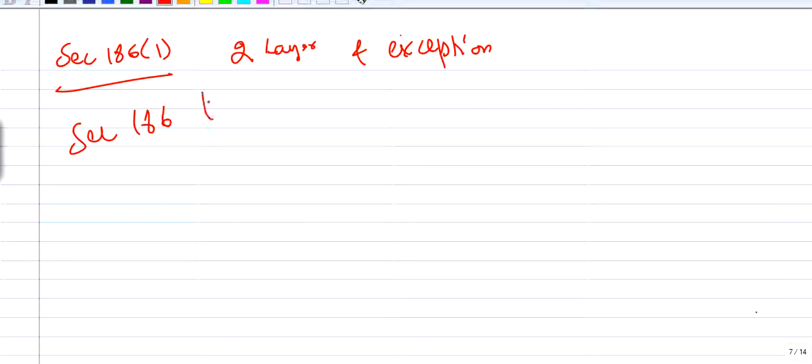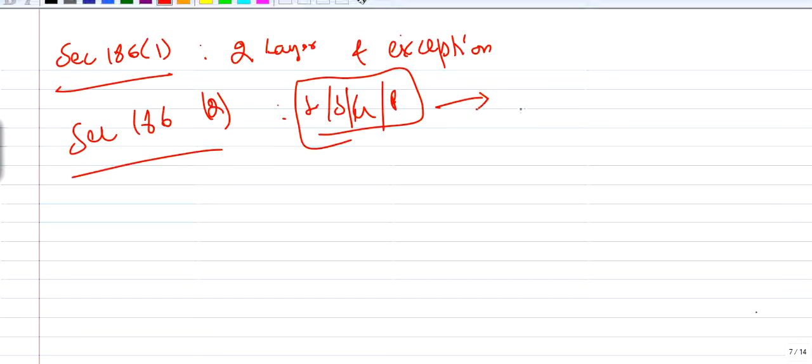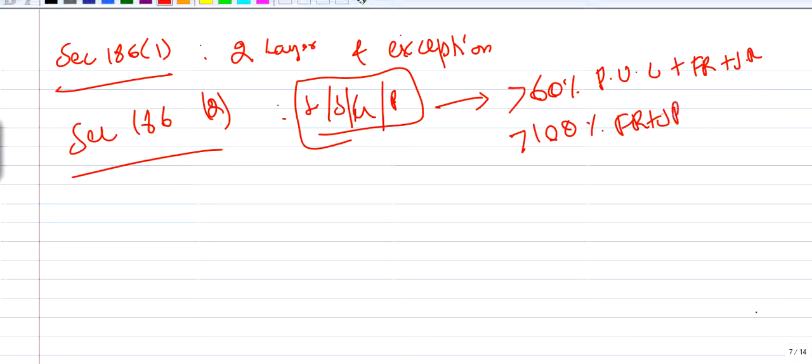What about subsection 2? With regard to the loan, security, guarantee, and the purchase and acquisition of securities, the conditions will come: 60% and 100% of free reserves and securities premium. Here, free reserves plus securities premium, whichever is more.